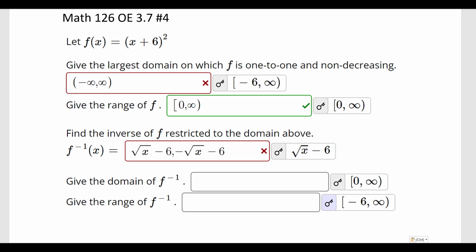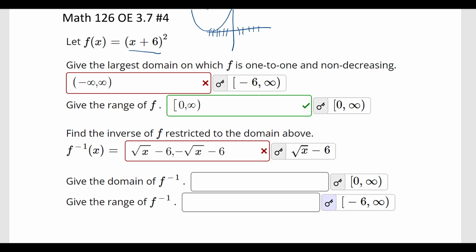I want to look at a few problems here on 3.7, help people get moving along with the work here. So when we look at a function like f of x equals (x plus 6) squared, that's a parabola that is shifted to the right by 6. No, it's left by 6 because it's a plus 6. Okay, so we have a parabola like that.